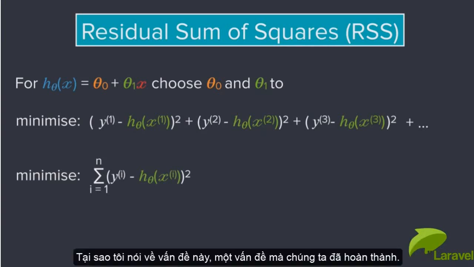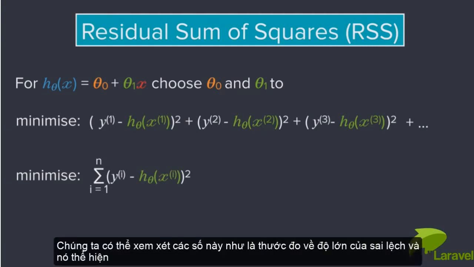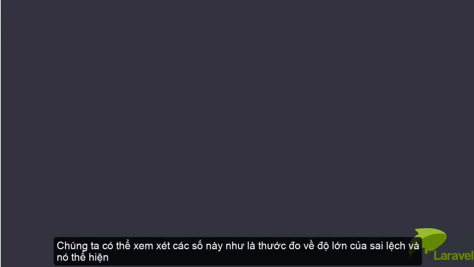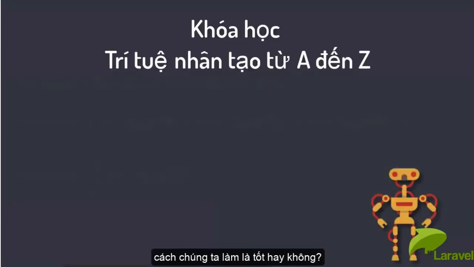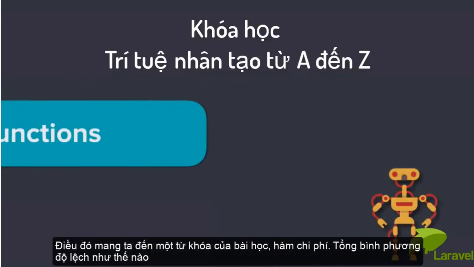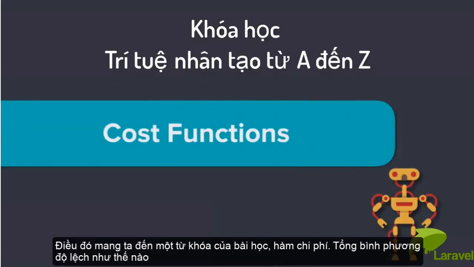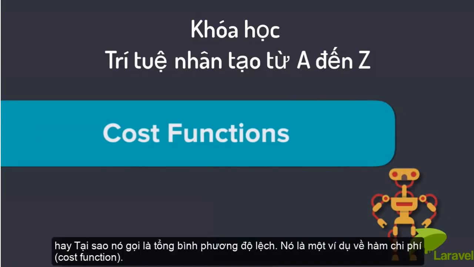So why am I talking about this? Why am I going on about something that we've already covered? Well, we can think about this number as measuring the size of our error and expressing how good or badly we did. And this brings me to this lesson's word of the day, namely cost functions. Our residual sum of squares, or how it's also called the sum of squared residuals, is, you guessed it, an example of a cost function.